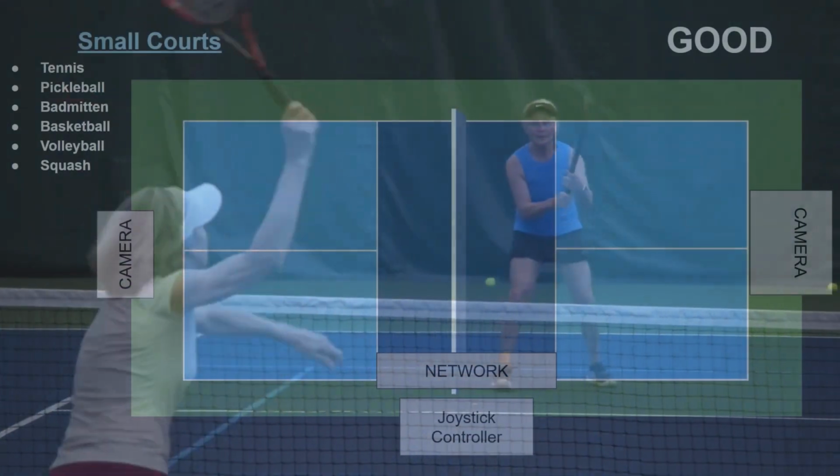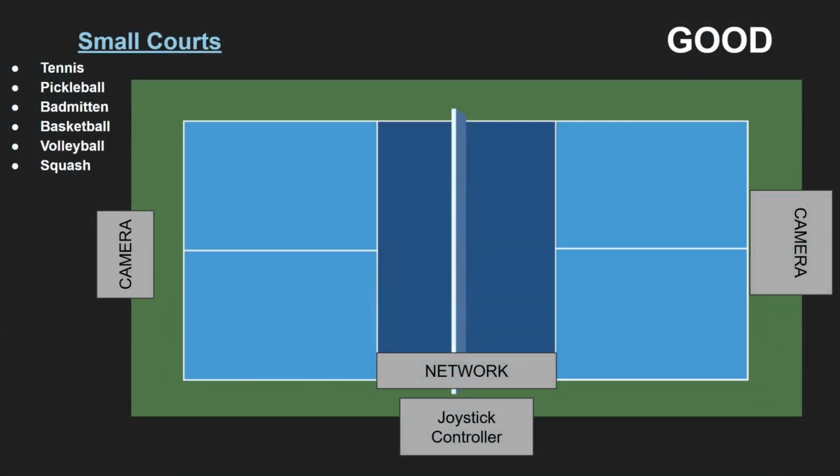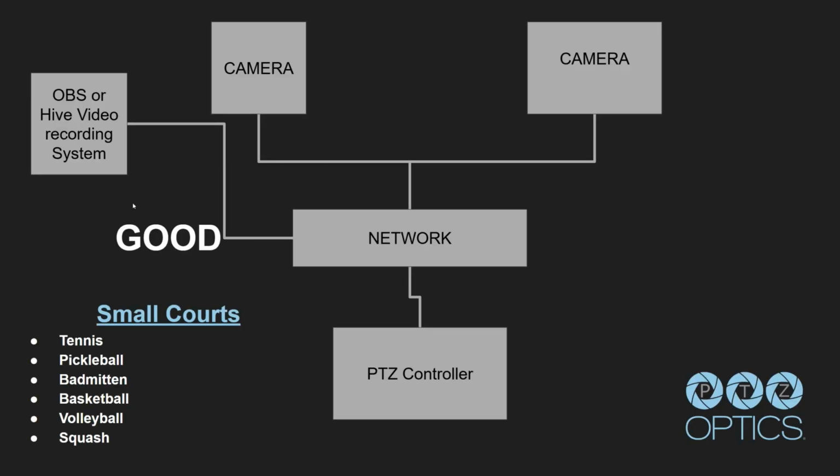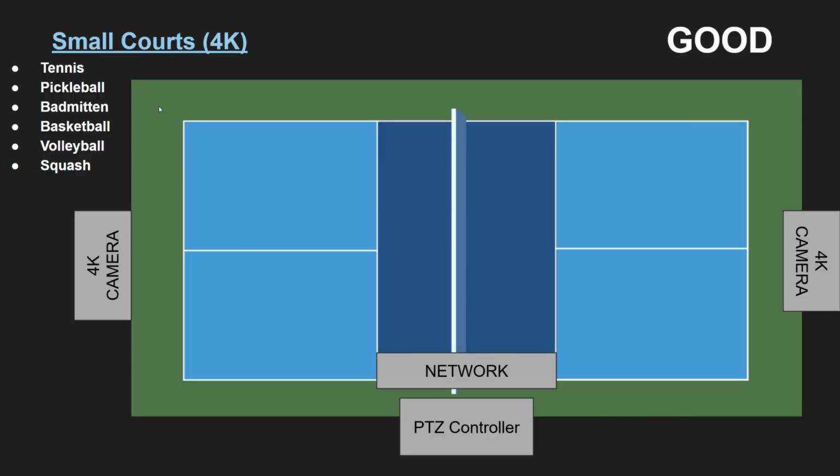So in small courts like tennis, pickleball, badminton, basketball to a degree, volleyball, and squash, these setups work really well. Just having one camera on either side, a network generally to power the cameras, and then a joystick controller to manually control them when you need to. So what you end up setting up here is your cameras, your network controlling them, your joystick, and then potentially your video production software.